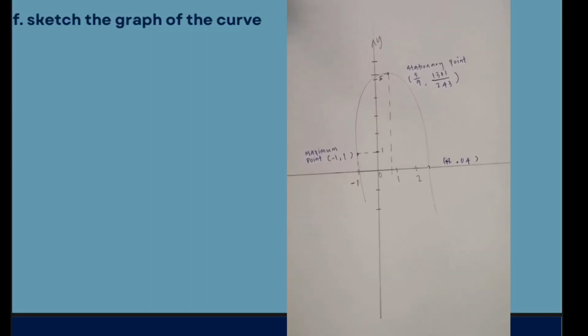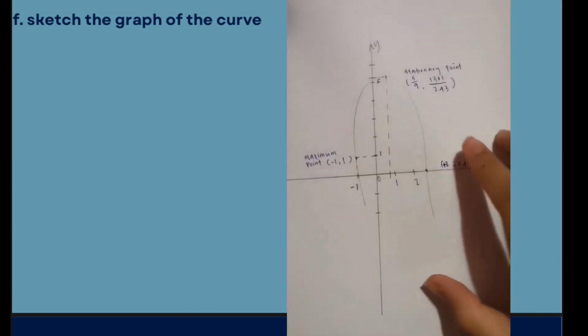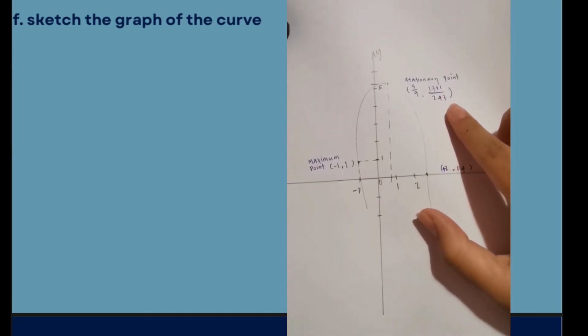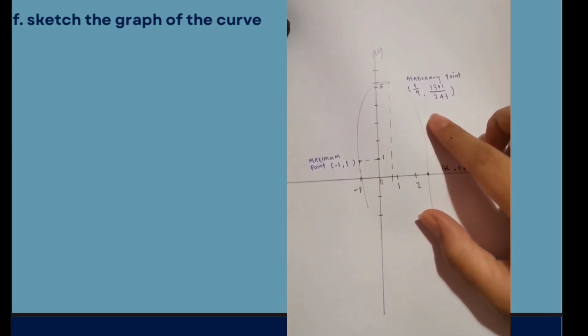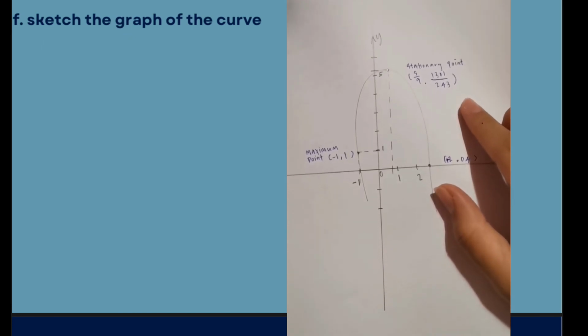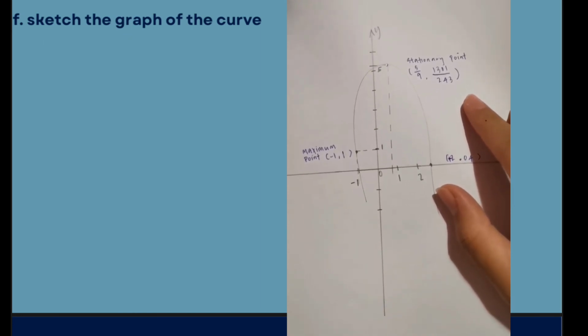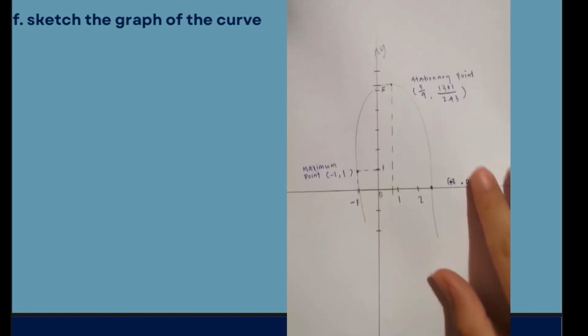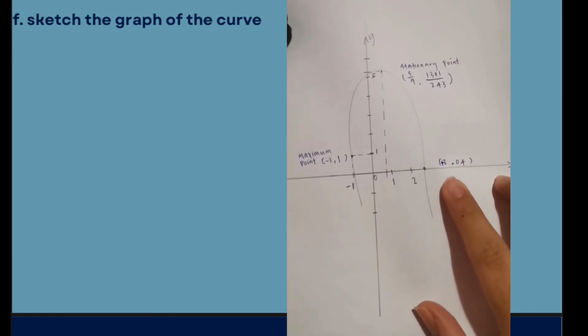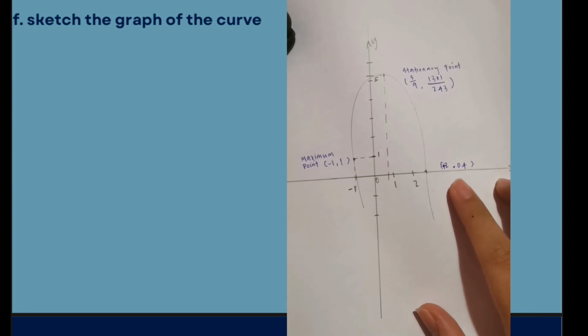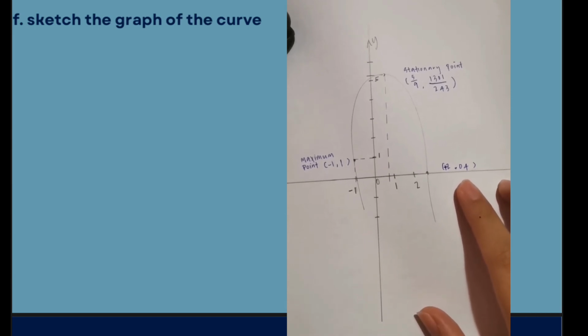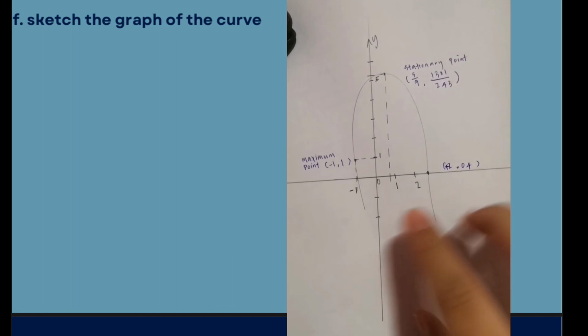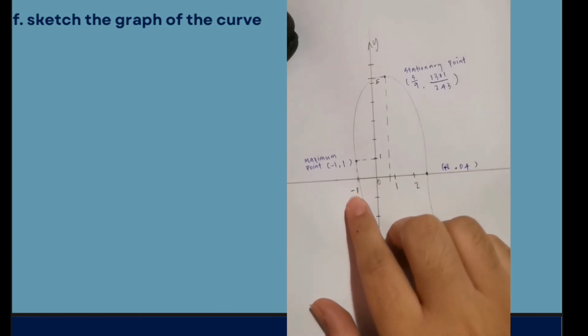Sketch the graph of the curve. This is the stationary point 5/9, 1301/243, and this maximum point is negative 1, 11.